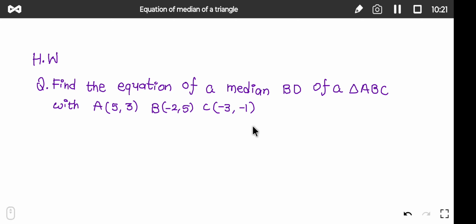So this is a practice question for you. You have to find out the equation of BD line now. Okay. Of a triangle ABC, vertices are given. So follow the same steps, find out the equation of median BD and comment your answer in the comment section.